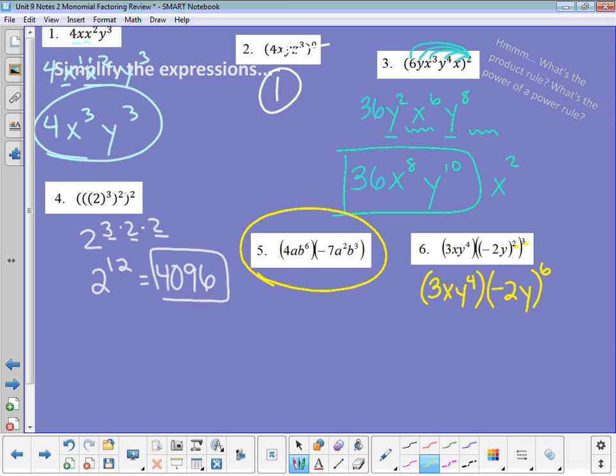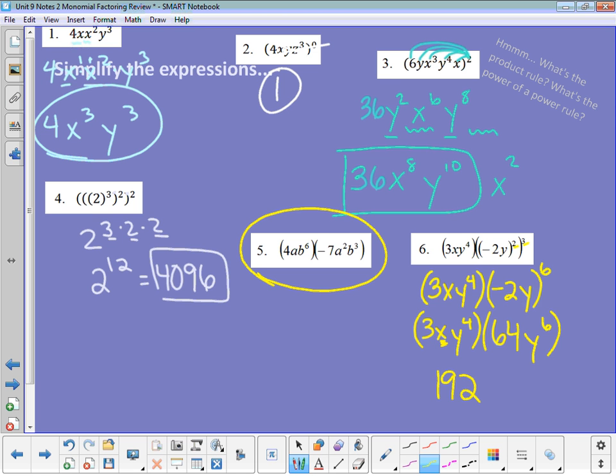So again, I haven't touched that first term, so 3xy to the fourth is still there. Then I have positive 64y to the sixth. Now I can put my like terms together. So I'm going to multiply the coefficients. 64 times 3 is 192. So I have 192.